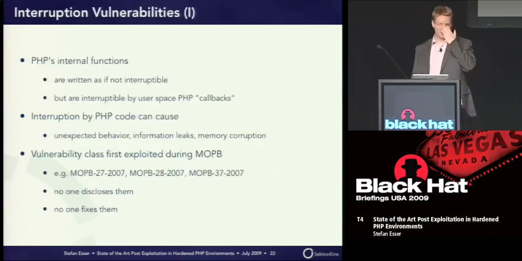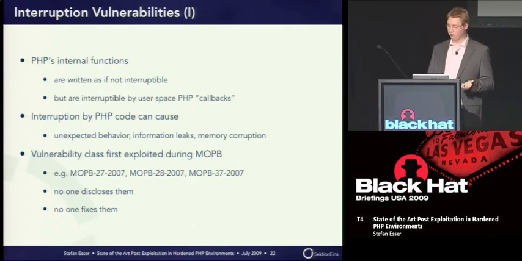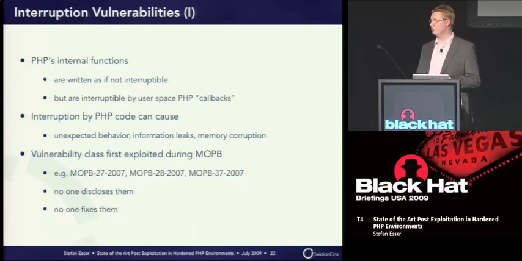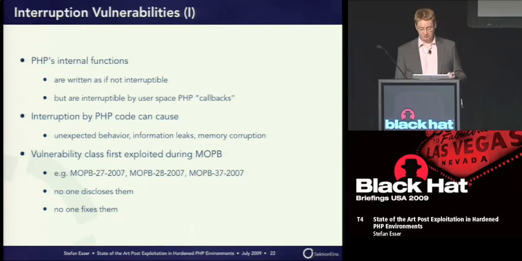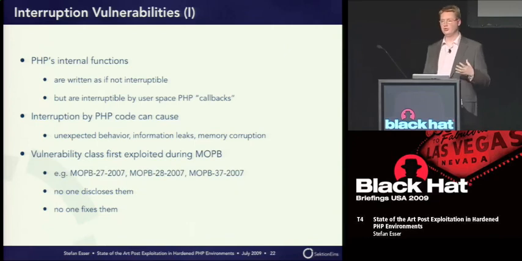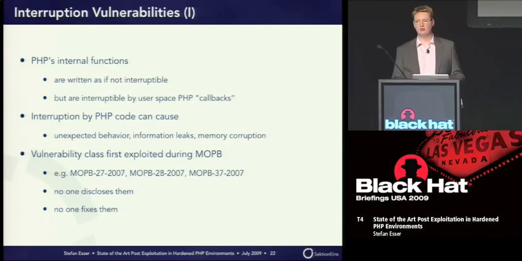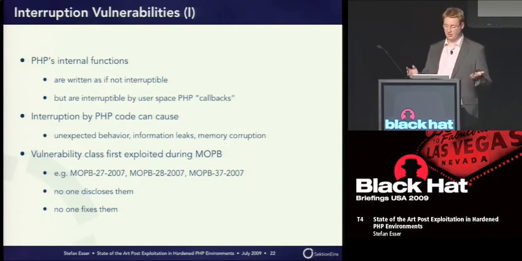The problem is that PHP's internal functions are all written as if they are not interruptible. But in reality, they are very well interruptible by a lot of PHP callbacks. And when you have an interruption by a PHP callback, this callback can do all kinds of things, like trigger unexpected behavior in the internal function. Sometimes it can cause an information leak, and sometimes it just causes a memory corruption.